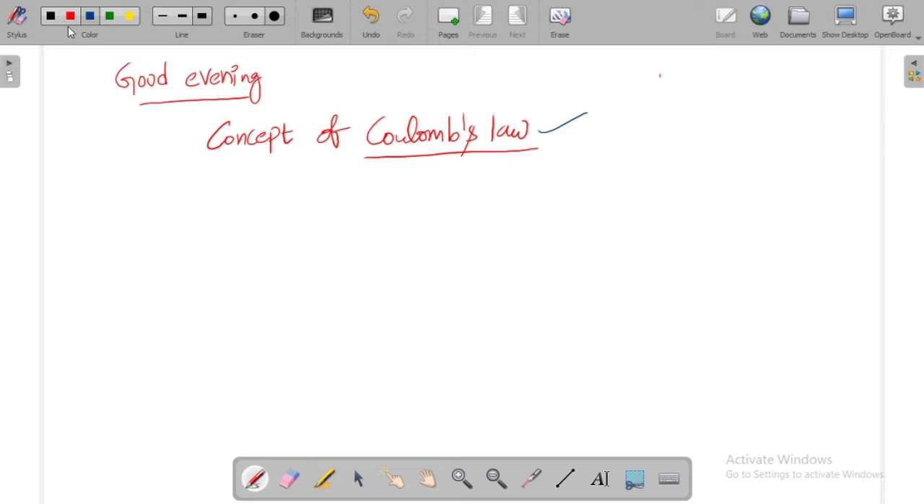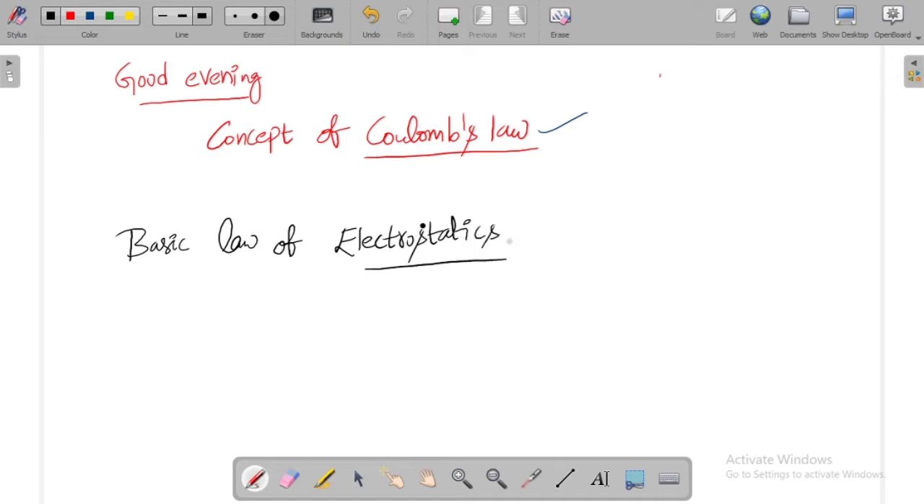First of all, let us understand what is Coulomb's law. Coulomb's law is the basic law of electrostatics. What I mean by electrostatics, I think you are familiar with this already. Electrostatics is nothing but a branch of physics which deals with the charges that are at rest. So this is called electrostatics.